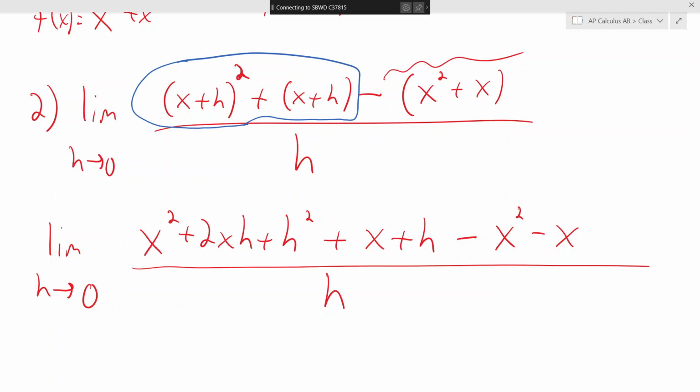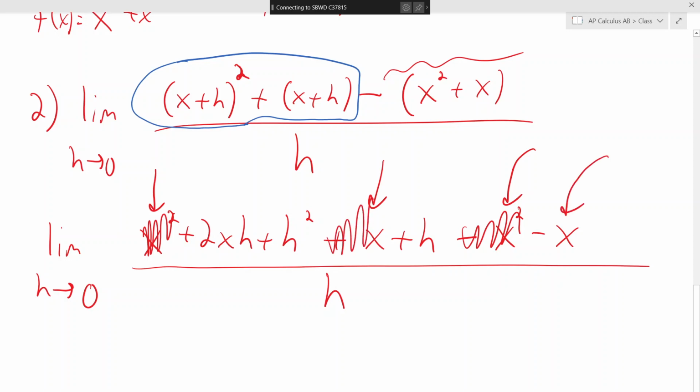And what I promise you is that when you do this, eventually, everything in the numerator that does not have an h has to cancel out. It's going to happen every time. You can see it happening right here. There's an x squared right here, minus an x squared right there. They go away. Goodbye, x squareds. There's an x here. There's a minus x here. They go away. Okay? How sweet is that?